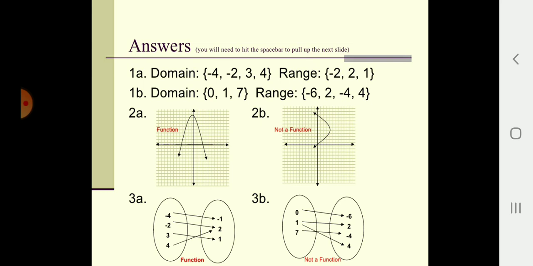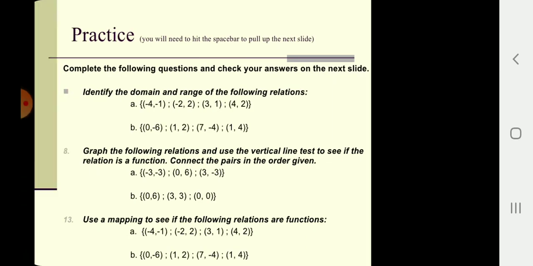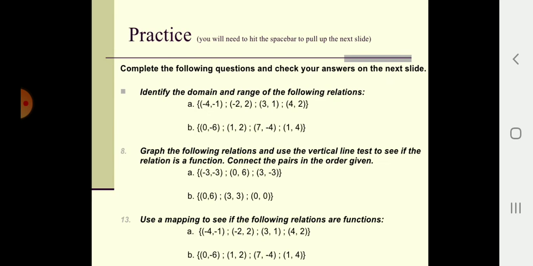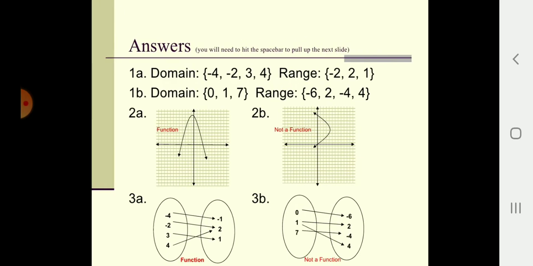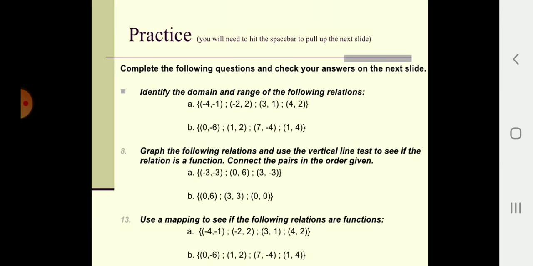Here are the answers for number 2. The question is to graph the following relations and use the vertical line test to see if the relation is a function, connecting the points in the order given. Here is the given graph. You can see that letter A is a function, and letter B is not a function.